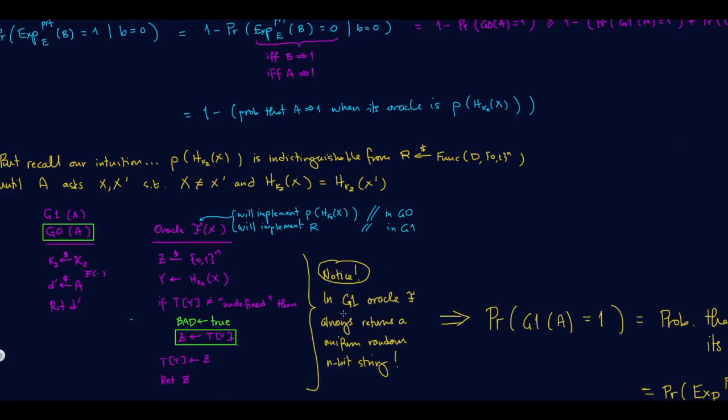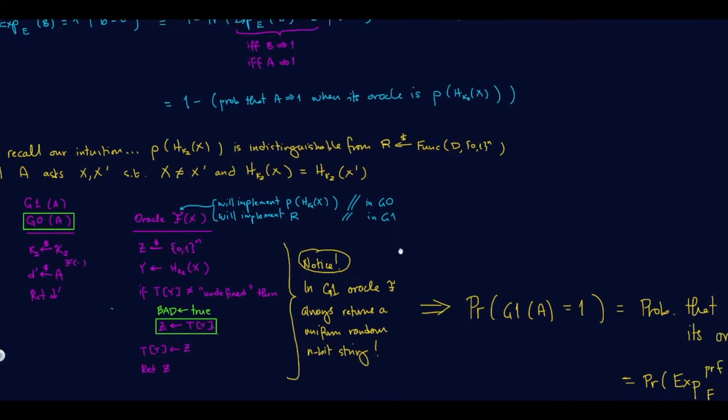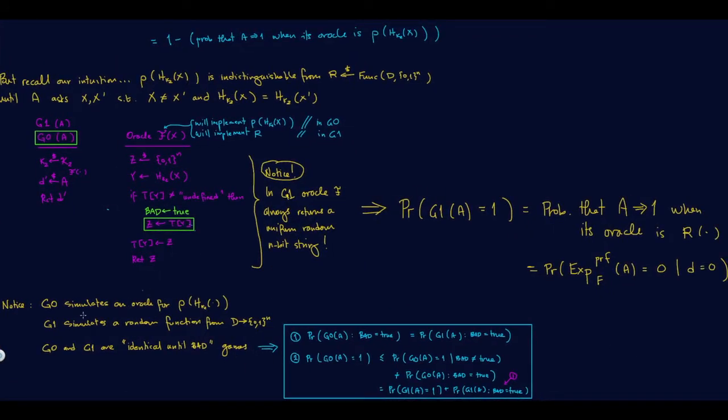Notice that in game G1, the oracle f always returns a uniform random n-bit string, and that's what supports this claim. And so we can conclude the following. This note's on here again just to remind you later. G0 simulates an oracle for this thing. G1 simulates a random function that maps from D to N, which is exactly this thing R up here. And here's the new piece.